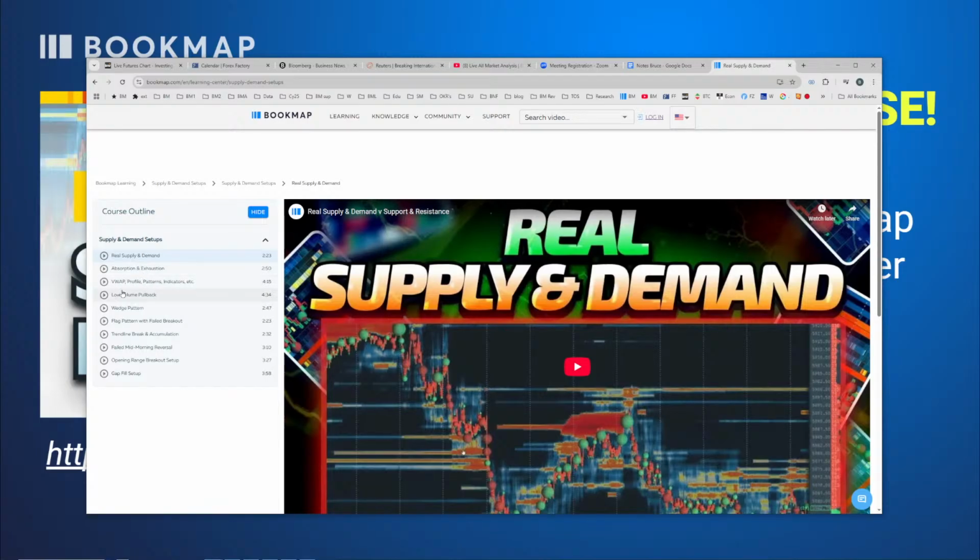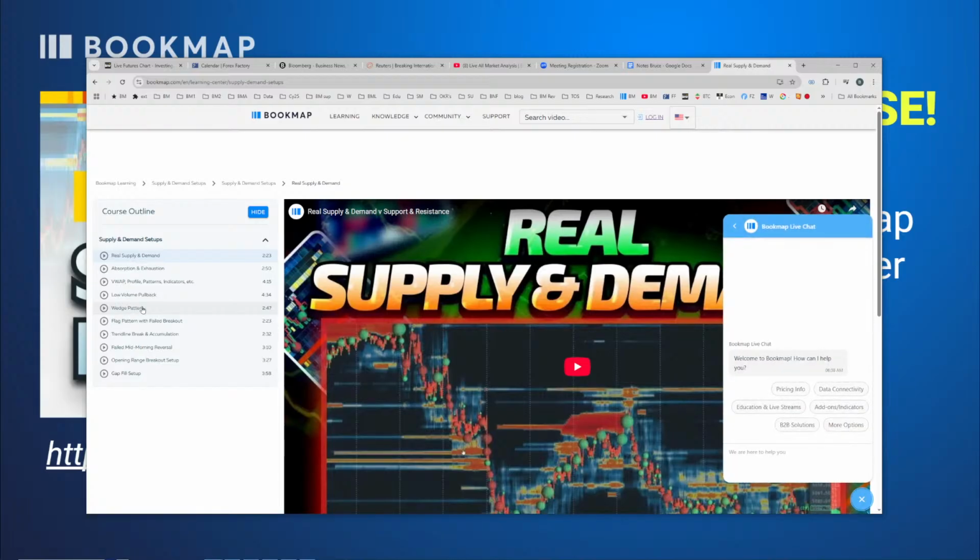Absorption, exhaustion, depending on what kind of trader you are, VWAP, profile trader, indicators, trend lines, etc. Low volume pullback, we've been going over this one quite a bit. The wedge pattern, we haven't seen a good example quite yet, but we may today. We'll go through all of these during our session today, as many as we can find that offer an edge. That's what we're looking for. You can see the gap, the opening range breakout trade, failed mid-morning reversal, trend line break and accumulation. We've gone over this one quite a bit.